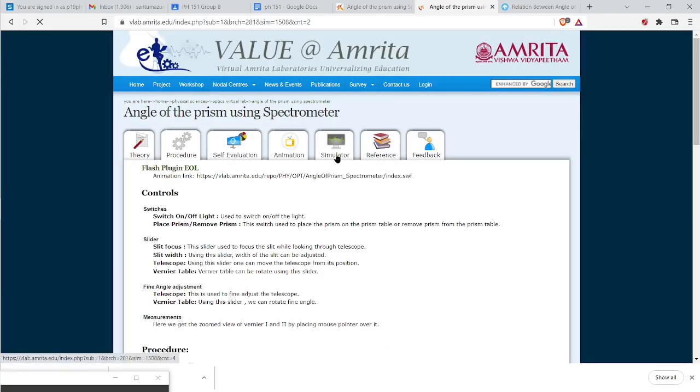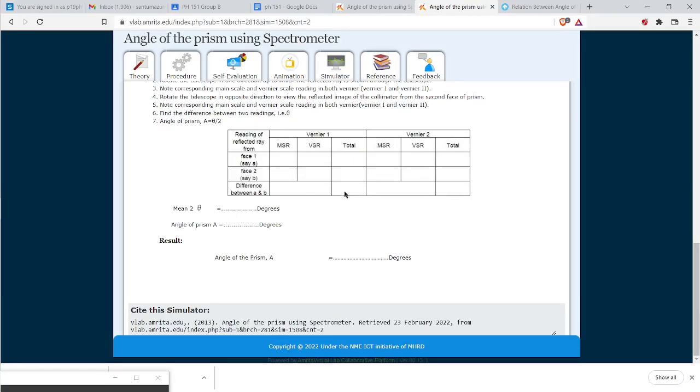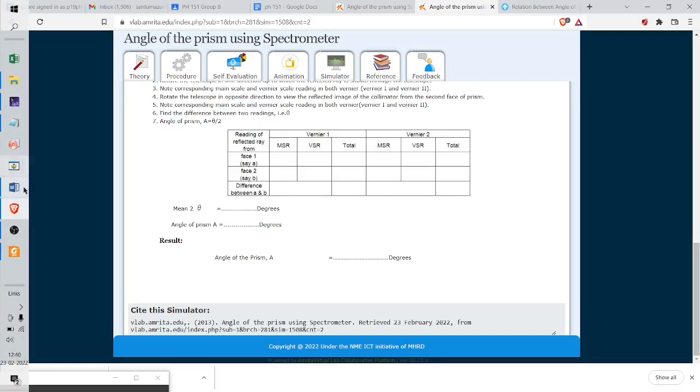In the procedure section you can also see this is my condition, this is my 2 theta, this is the 2 theta value. So we will get the average, this plus this divided by 2, we will get the average value for F1 minus F2. And again if we divide this average value by 2, we will get the angle of prism value. So let's have a look at that.